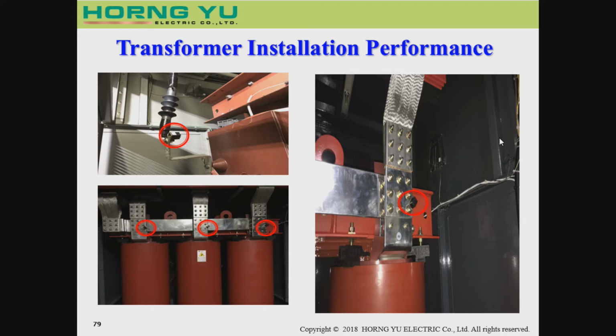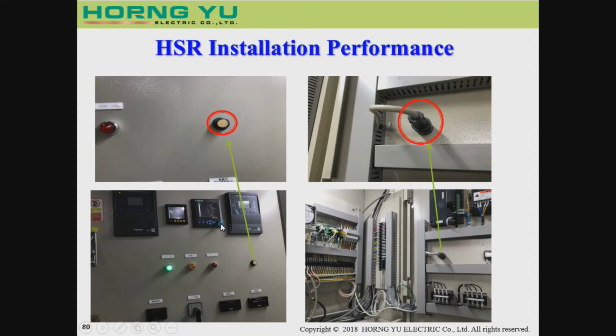So you can see that this is a real case for cast resin transformer installation. This is one of the connections, from the bus bar and also the insulator's connection point. For the cast resin transformer, you can see this placed on the bus bar part for ABC phases. The next one is the HSR that you place in the front panel, mounted to detect temperature and humidity.